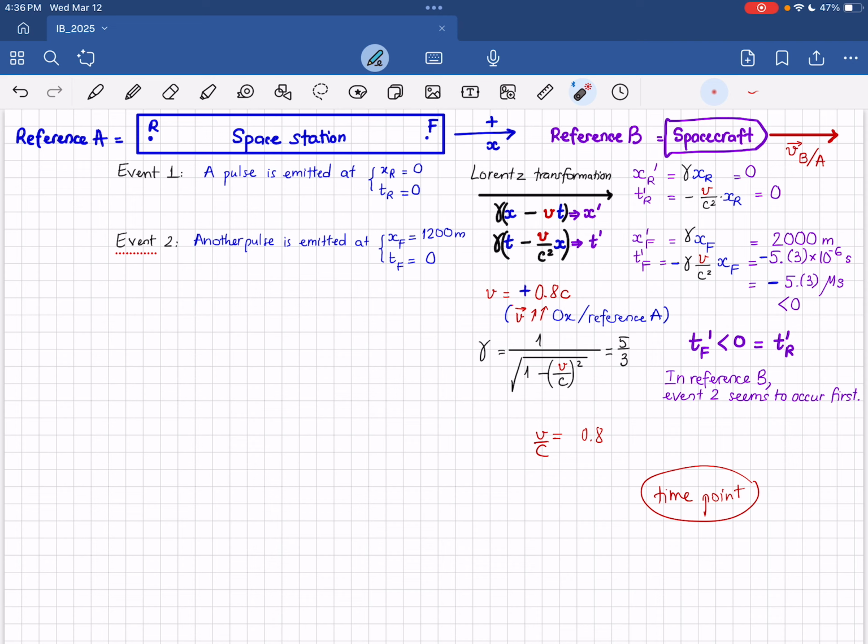So basically, for the people on the space station, they see the pulses emitted at the two positions at the same time, 0. But for the people on the spacecraft, they do not happen at the same time. They happen at first. It just happened that way to them because they're moving so fast. And that's why these measurements, these coordinates of X and F, are not at the same time. That's why we cannot apply the length contraction in this case. Does it make sense? Right?